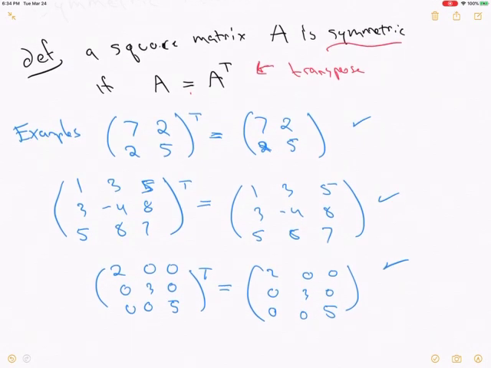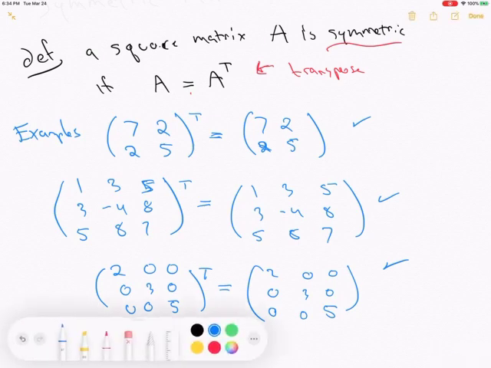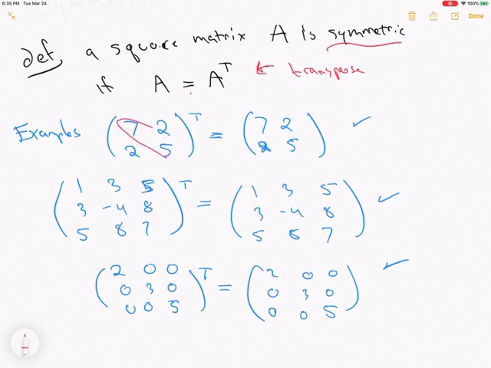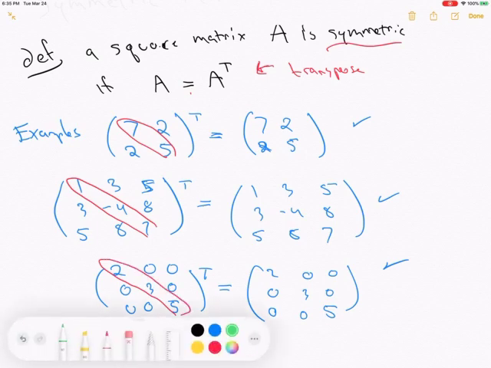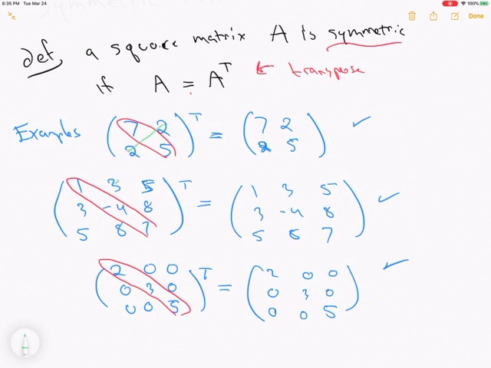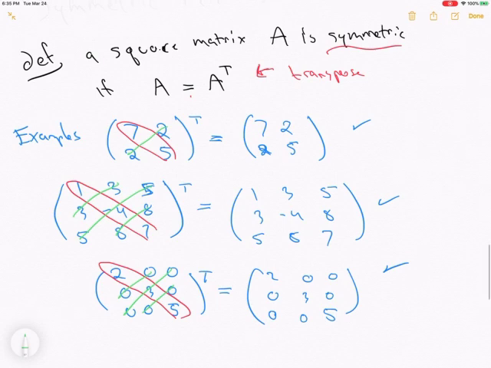The reason they're called symmetric is because there's this symmetry about the diagonal. You can do anything you want on the diagonal, but then you have this symmetry that's going across. Here's the symmetry, here's the symmetry, here's the symmetry. Those entries have to be the same. So it's symmetric across the main diagonal. That's why they're called symmetric.